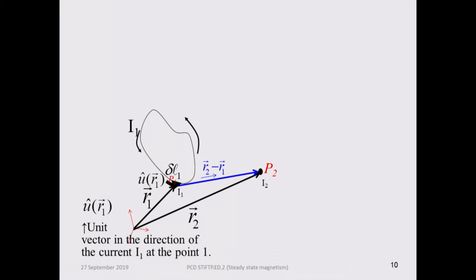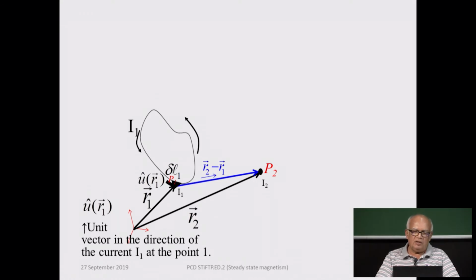So, let us apply it now. So, you have a unit vector at the point R1, at the source point R1. This unit vector will change its direction from point to point on the current loop, all right.